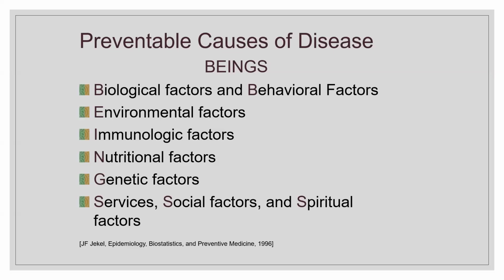So diseases can be caused by biological factors. Another B is that it can be caused by behavioral factors. Disease can be caused by environmental factors or immunological factors, nutritional factors, genetic factors, or as a result of challenges with services, social factors, or even spiritual factors. That's the BEINGS model. But these are all things for which it is possible to apply some sort of prevention activity or the other.